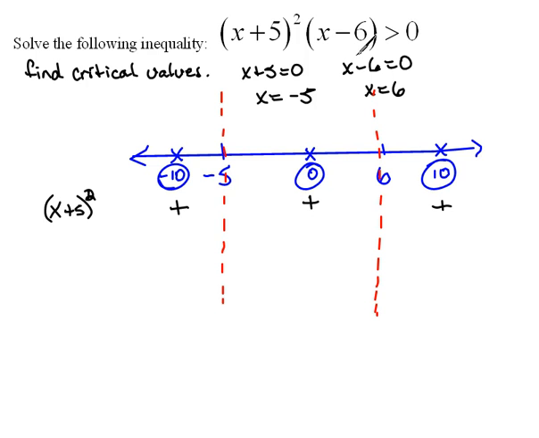Now we're going to look at our factor of x minus 6. Again, if we use the -10, -10 minus 6 will be a negative number. If we use 0, 0 minus 6 will be negative. And if we use 10, 10 minus 6 will be positive. We'll finish this in the next one.